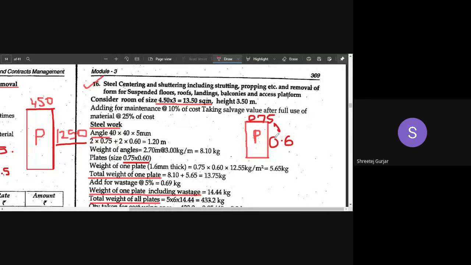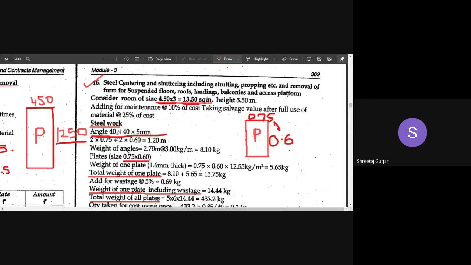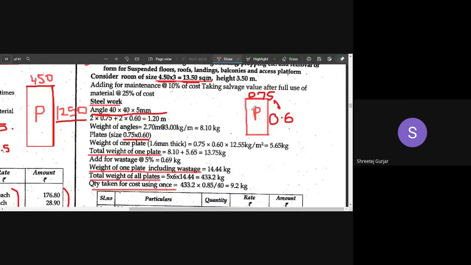0.75 by 0.6 is the panel size, and they have given us a room of size 4.5 by 3. So the total area is 13.5 square meters. The angle sizes are given. So we can calculate for each panel how much you require. You require supports: one at this side, one at this side, one over here, and one over here. So 4 angles are required per plate.